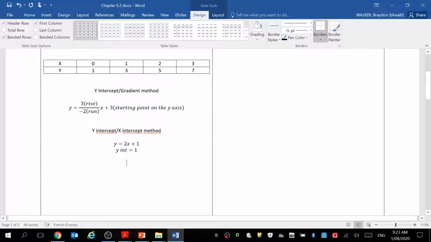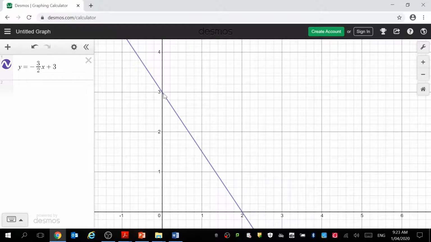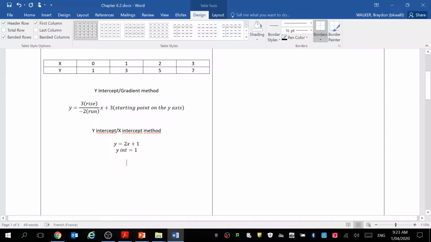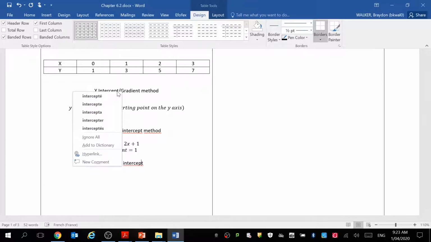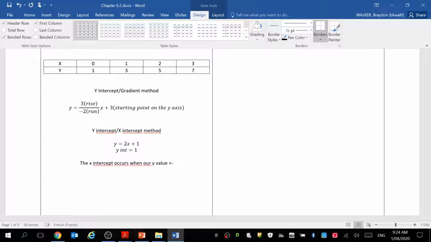But when does an intercept actually occur? Let me just show you back here. This coordinate occurs when x is equal to 0. So if we look at our intercept over here, it occurs when y equals 0. So to find the x-intercept, interesting, I'm not spelling that wrong. The x-intercept occurs when our y value equals 0. Oops, that's not a 0, that's a 0.